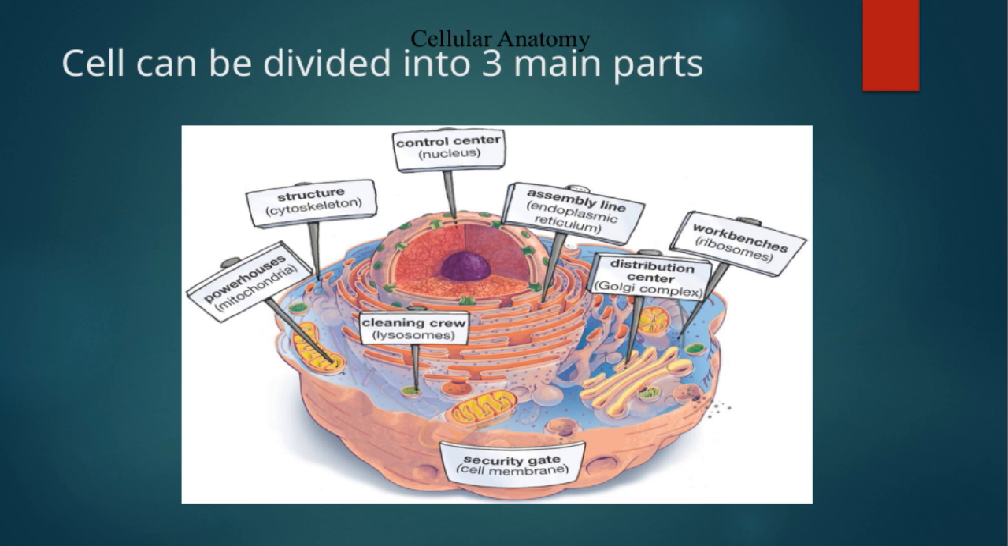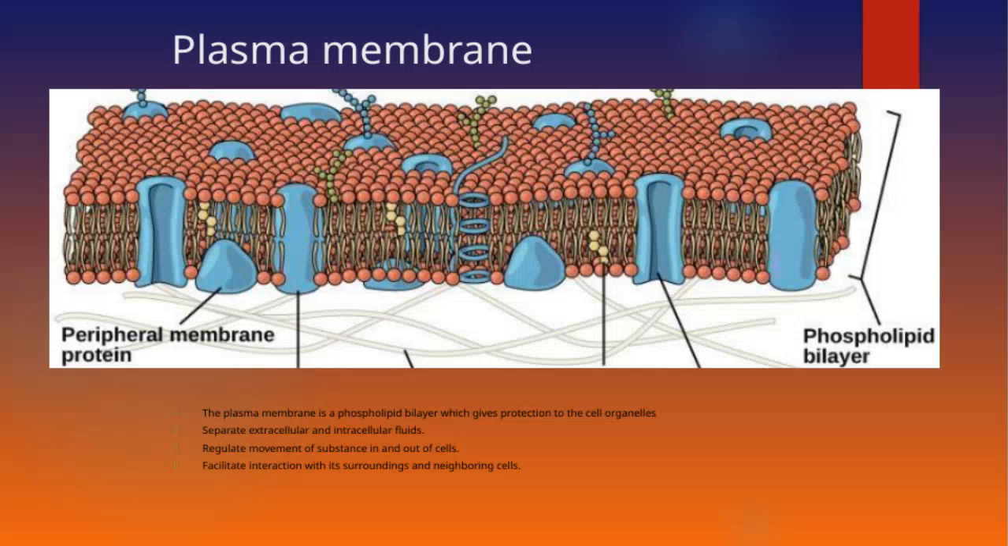Connecting this to the overall theme, understanding these three main parts helps us see how cells operate as tiny, highly organized units. Each part has a specific role, and together, they keep the cell functioning efficiently and responding to its environment. The plasma membrane is essentially a phospholipid bilayer that surrounds the cell, and this structure plays a crucial role in protecting the cell's interior and its organelles. Think of it as a flexible yet sturdy barrier that keeps everything inside safe from the external environment.